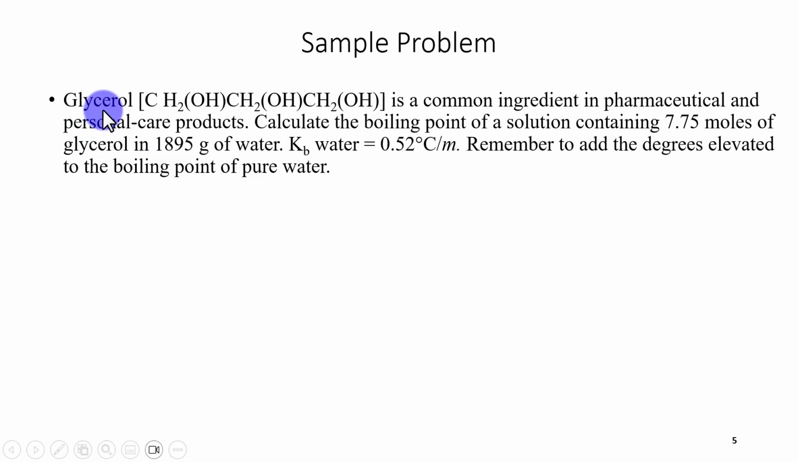Here's a sample problem. We have glycerol dissolved in water. Calculate the boiling point of a solution that contains 7.75 moles of glycerol in this much water, where the Kb for water is 0.52 degrees Celsius per mol. Remember to add the degrees elevated, so the delta T, to the boiling point of pure water to calculate the boiling point of the solution. Use this formula to calculate delta T, and then add that to the boiling point of pure water.